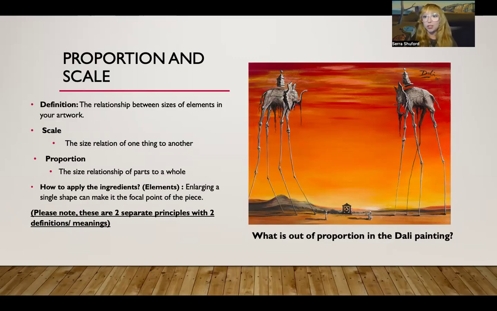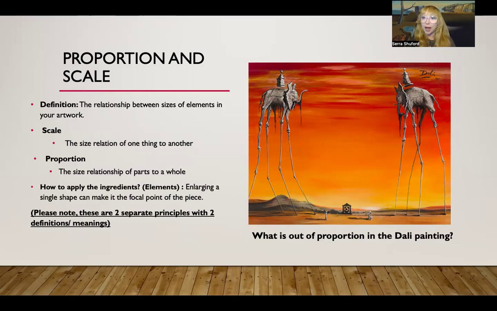And for proportion, you just need one thing. So think about your body with that. When you think about your body, you think about proportions, and you are one thing. You're not multiple things. Okay, so how to apply the ingredients. Enlarging a single shape can make it the focal point of the piece. That can be used to give extra meaning. It can also make things more emphasized, or you can include it for the meaning of your work.